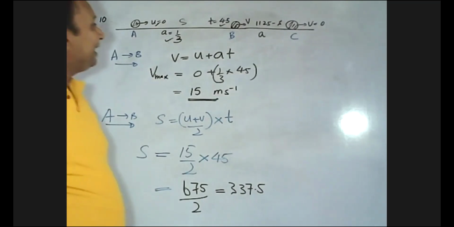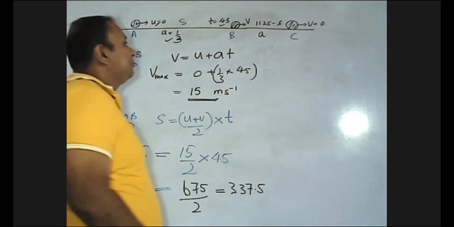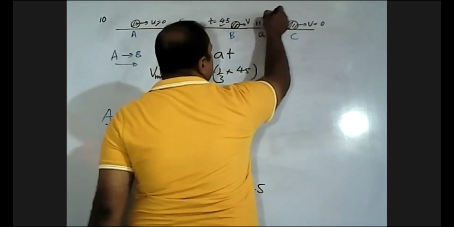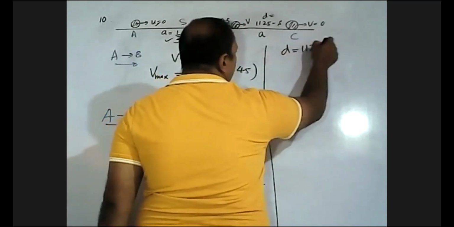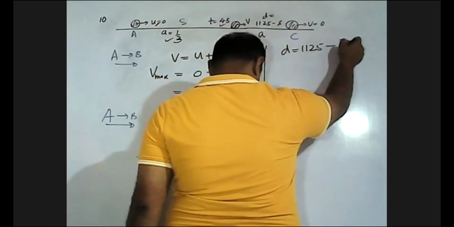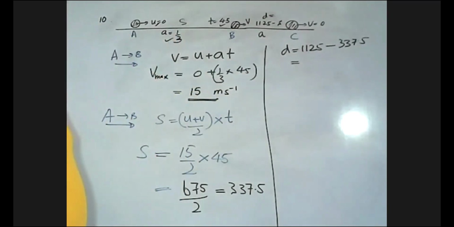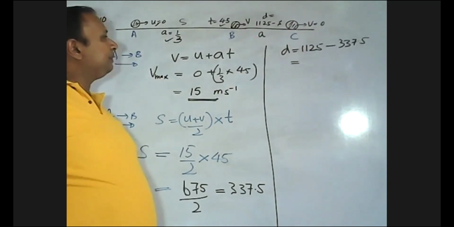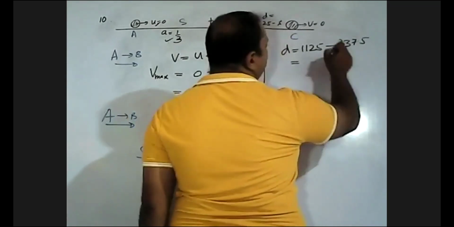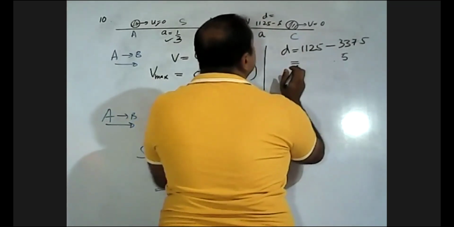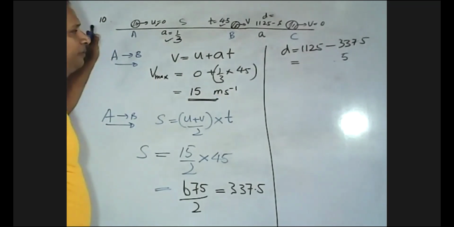Then you can find the displacement. Suppose this is D. In this case, D is equal to 1125 minus 337.5.